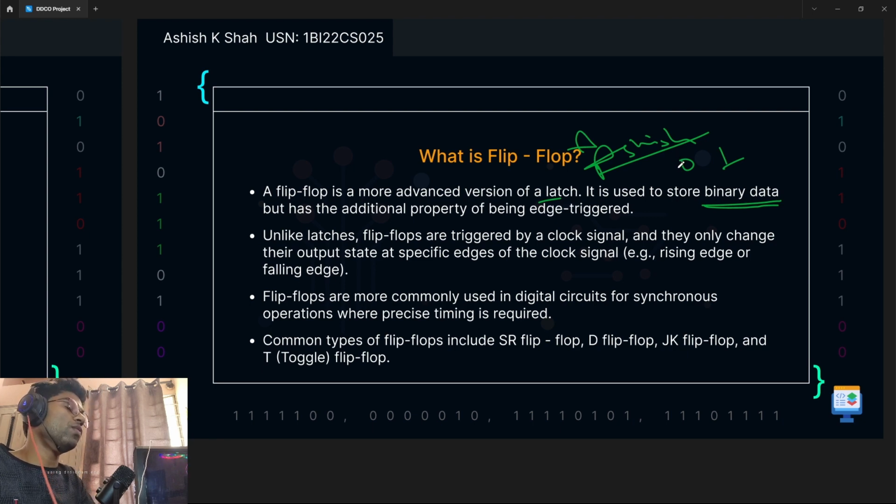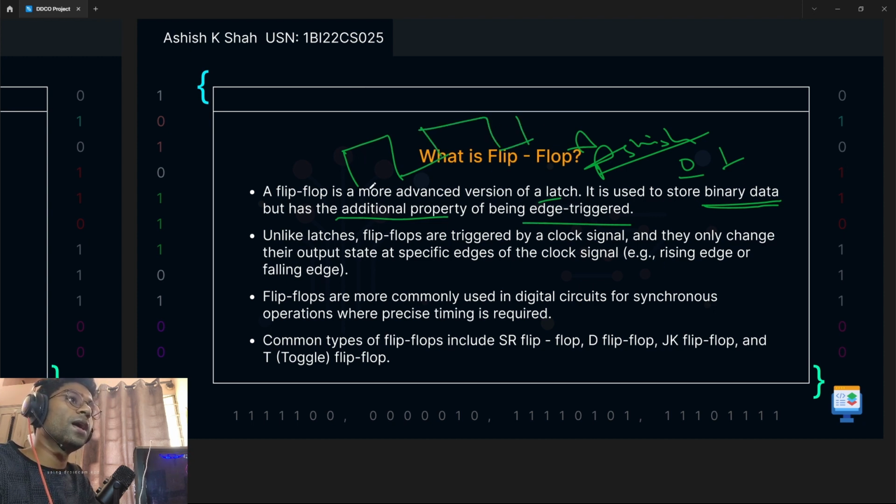We can only store binary data in a flip flop, but it has the additional property of being edge triggered. What edge triggered means is that a latch works on low and high, if we apply a clock, which basically means a signal. A latch works on the high or low level, but a flip flop works at the edge. When we change low to high or high to low, it is known as a rising edge, and this is known as a falling edge. Flip flop works here only because it's the shortest period of time.